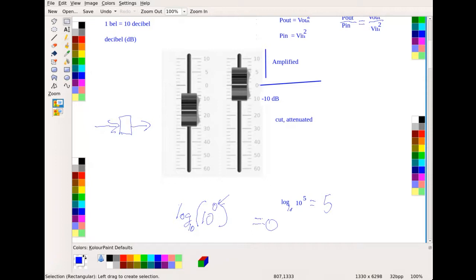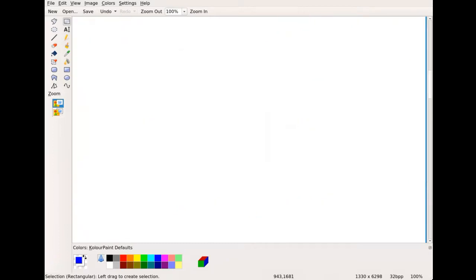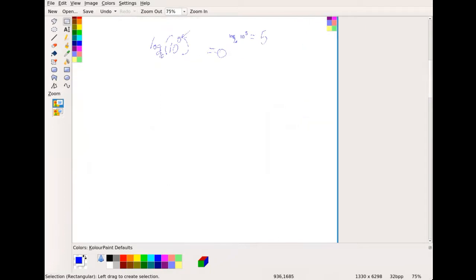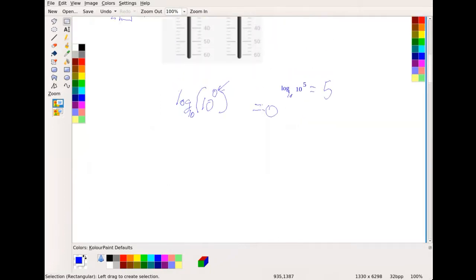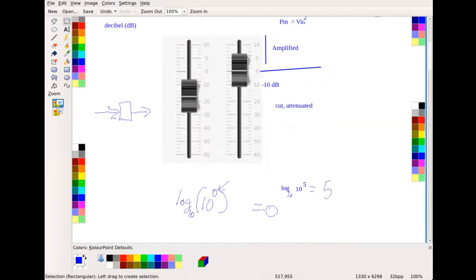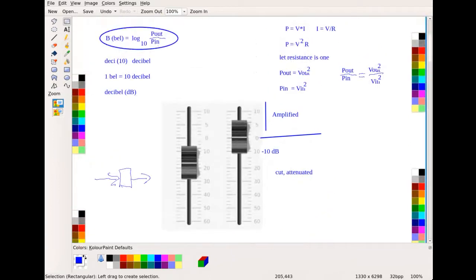These decibels are really simply showing us how much power we're getting through our filter. How much power are we actually getting through the filter? So that's the idea of the decibel. It's a measurement of that power.